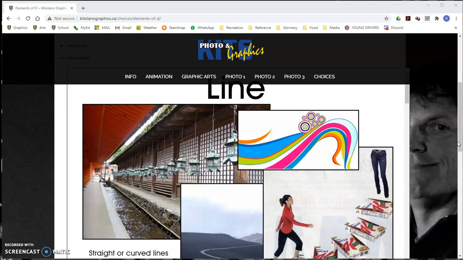For this elements of design photo assignment, you're only worrying about 4 elements of design. You're looking at line, shape, texture, and pattern. Lines means not just a pattern of lines, but lines that lead your eye through the photo.